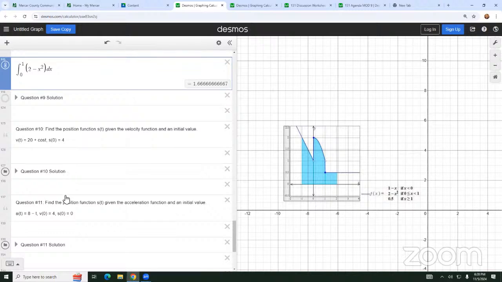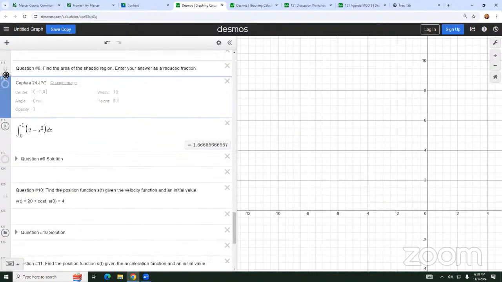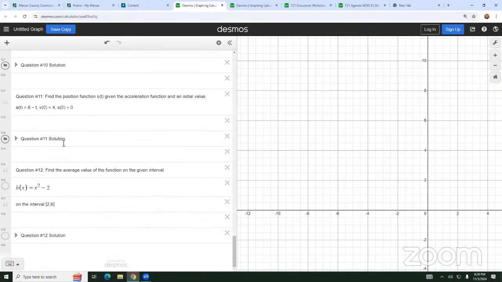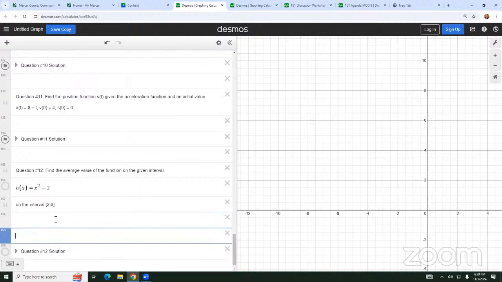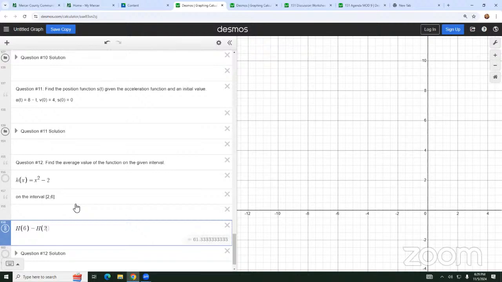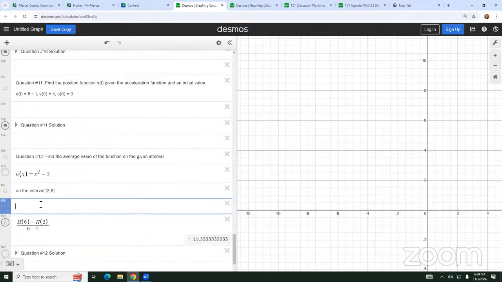Let me skip 10 and 11 for now and go on to 12. It says find the average value of the function. They give you a function on an interval. So if you want the average value, you could use that formula: H of 6 minus capital H of 2, all divided by 6 minus 2. But you have to find out what capital H is.